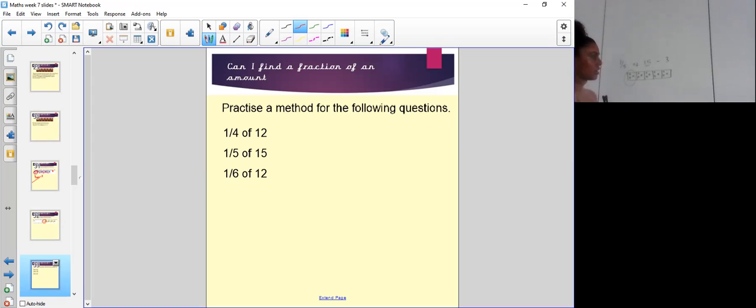However, I also know that how many times 5 goes into 15 is 3 because of the 5 times tables, 5, 10, 15. So I could have worked it out in that way as well. Let's do 1/6 of 12.